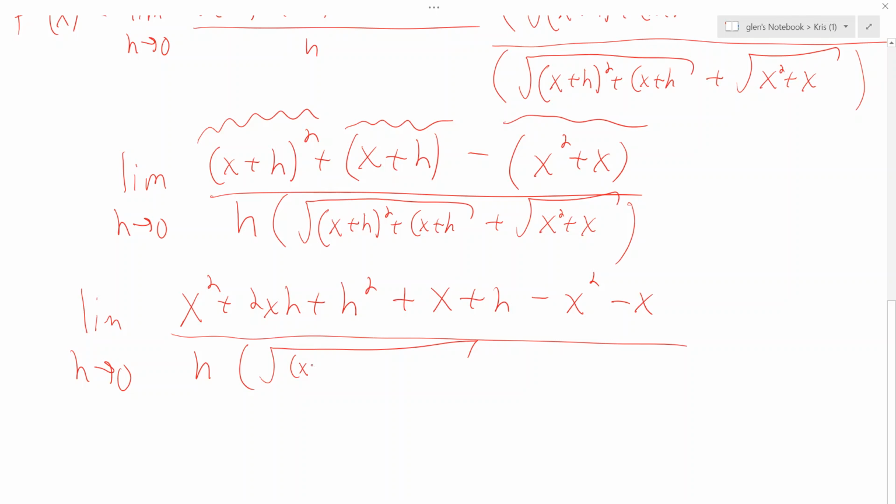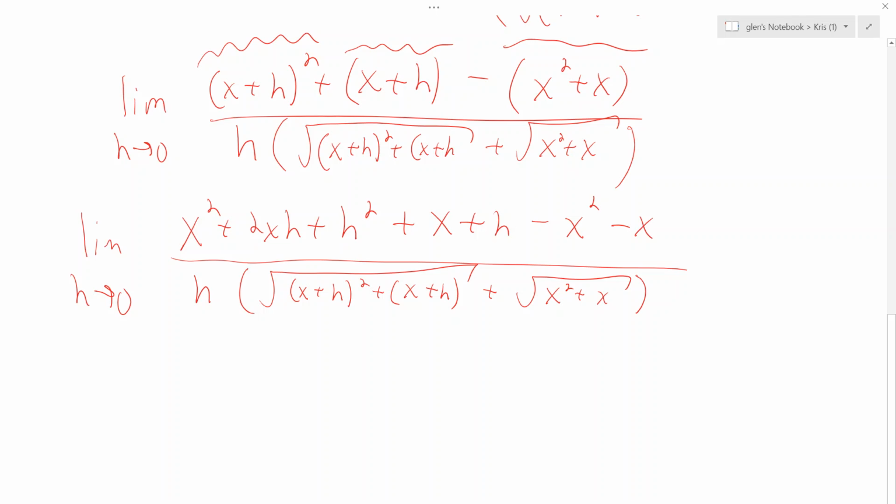And I'm not going to expand out the bottom. You can if you want, but again, the h is going to become a 0 eventually, so it doesn't hurt anything just to let it chill. And we're basically done. We're going to cancel everything out and plug in 0 and get our answer. So you can see x squared is going to cancel with this negative x squared. Plus x cancels with a minus x. Everything left in the numerator has that h, so we can cancel out an h. This h goes away. This h becomes a 1. This h squared becomes an h. And this h becomes a 1.